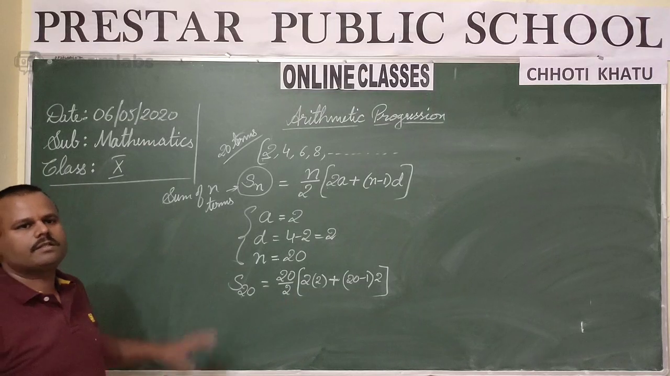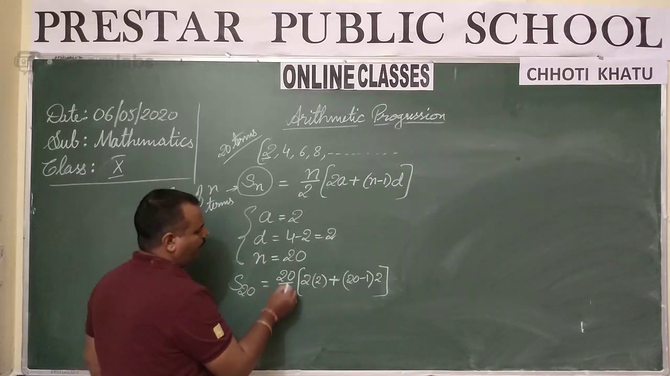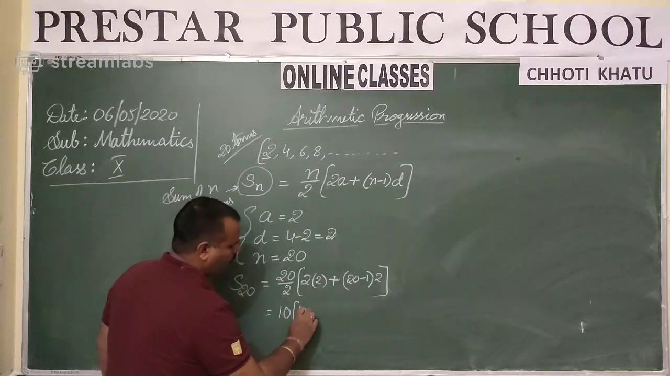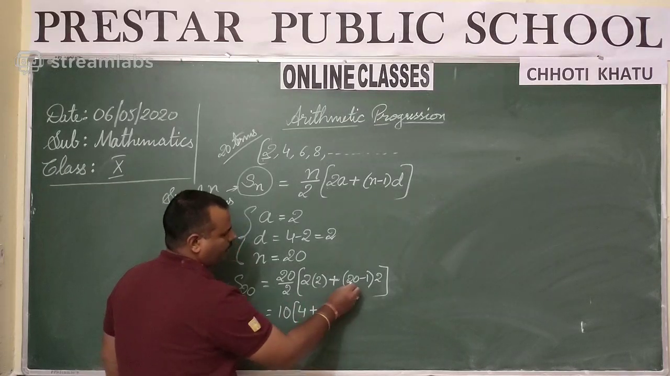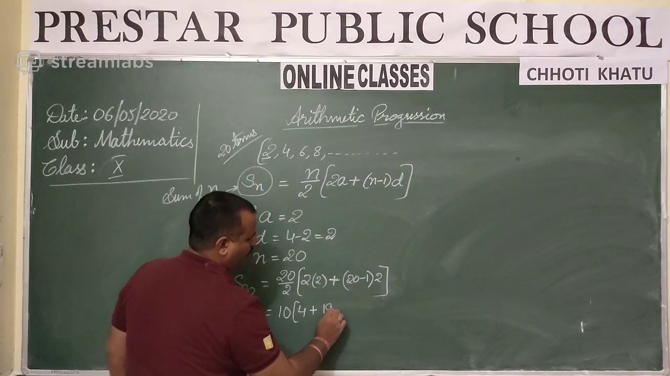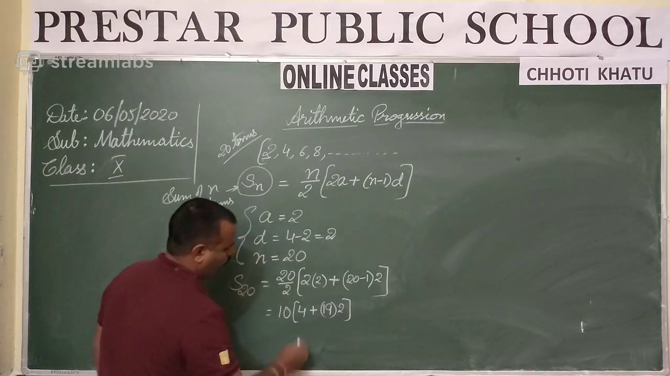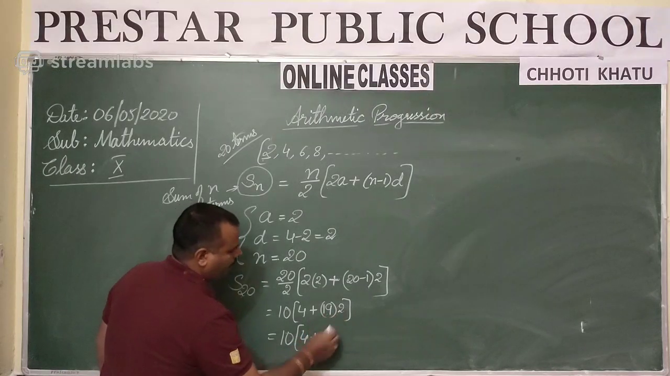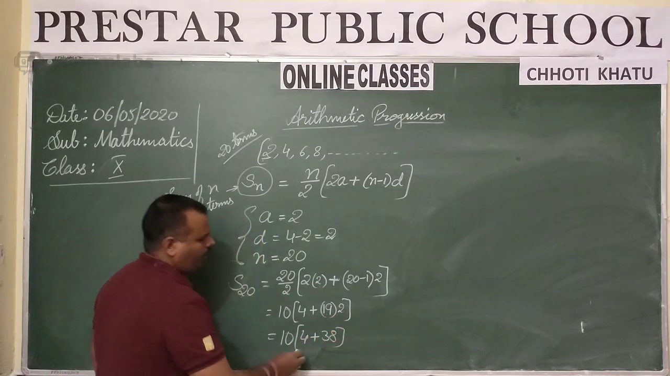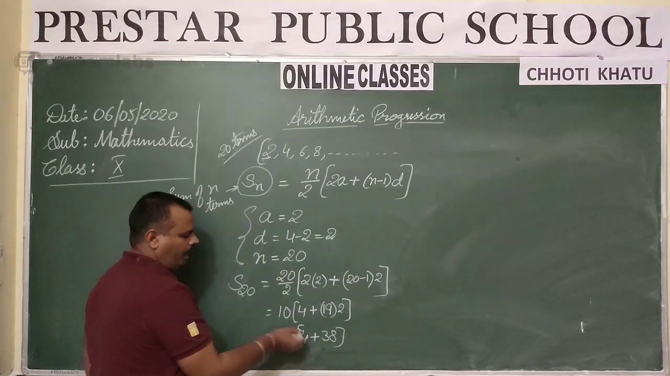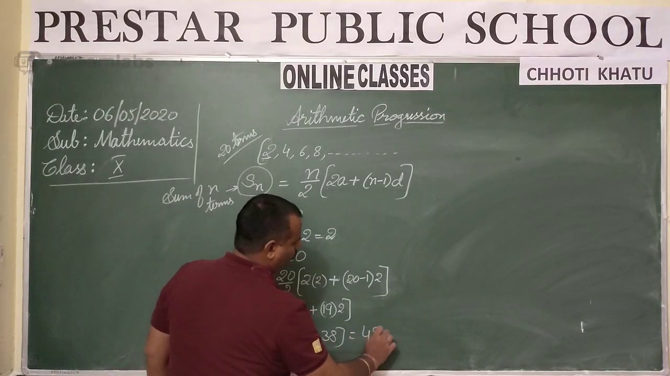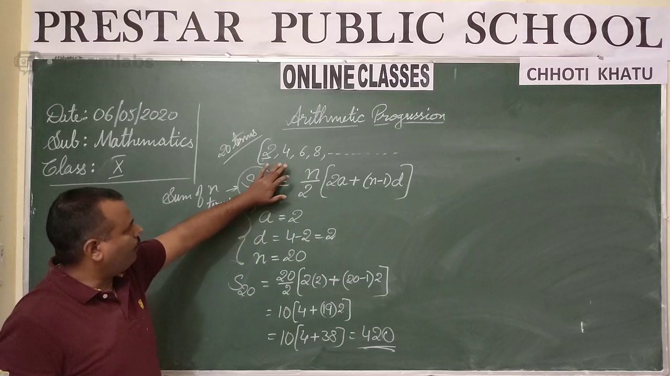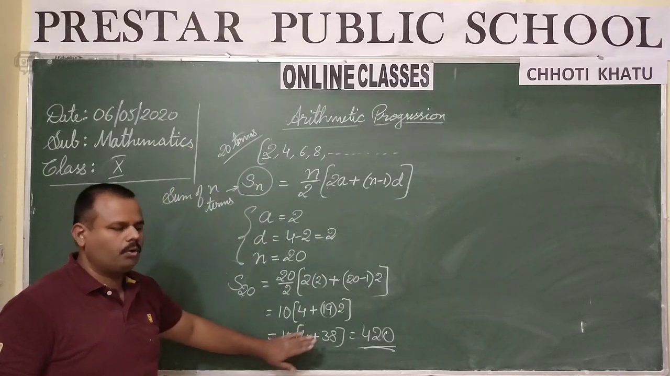Simplify this, you will get the sum of 20 terms. So here 20 and 2 can be simplified, it is 10. 2 multiplied by 2 is 4, plus 20 minus 1 is 19, multiplied by 2. So it is 10 multiplied by 4 plus 19 into 2, which is 38. Now 38 plus 4 is 42, and 42 multiplied by 10 is 420. So for this AP, the sum of 20 terms is 420.